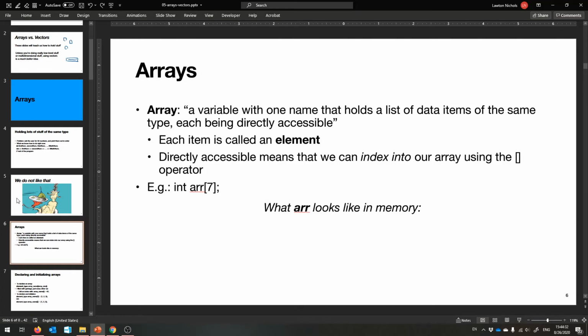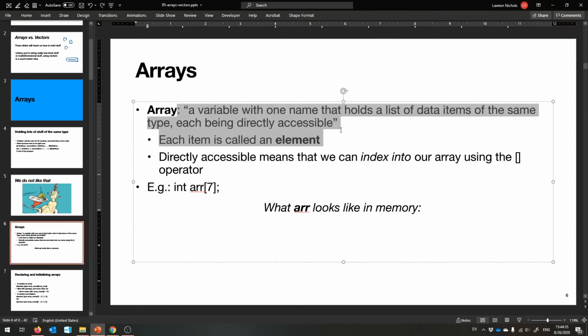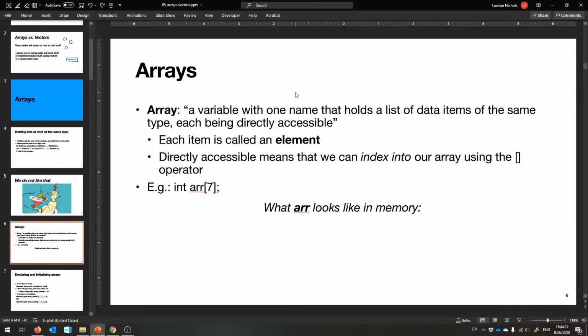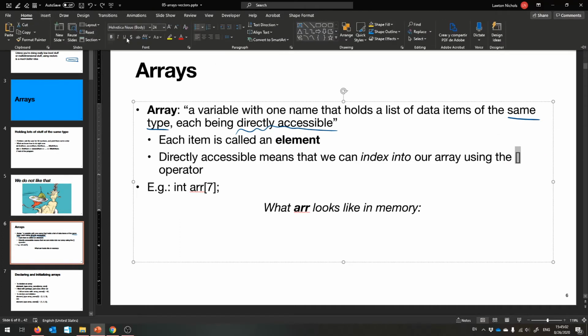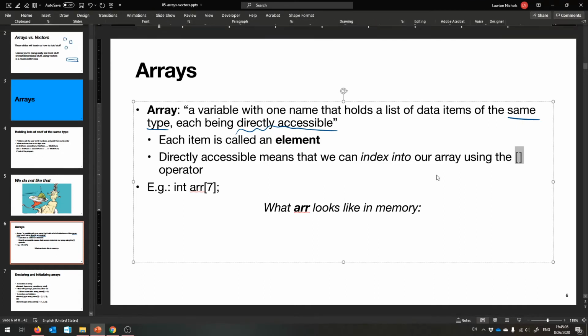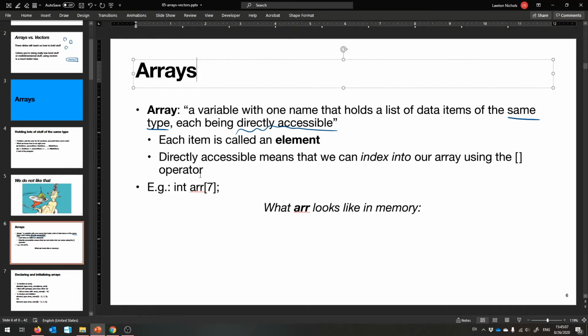There's this thing called an array, and your book defines it like this, I think. It's a variable with one name that holds a list of data items of the same type. That's going to be key, same type, each being directly accessible, so you can get to them immediately, okay? And each item is called an element, and I'll show you that in a second. Directly accessible means that we can index into our array using this bracket operator. It's two brackets together. It's not a special character that's a very narrow rectangle. There, it's two brackets right next to each other. That's the operator.